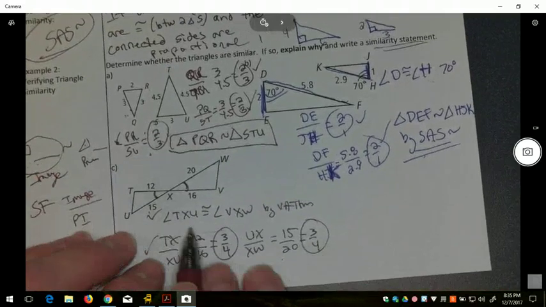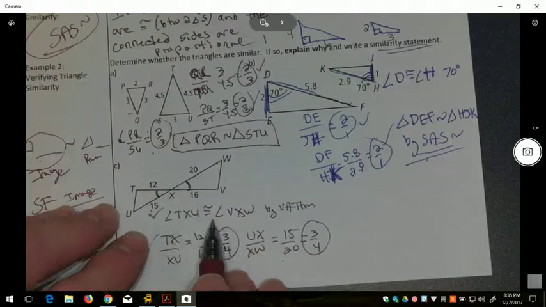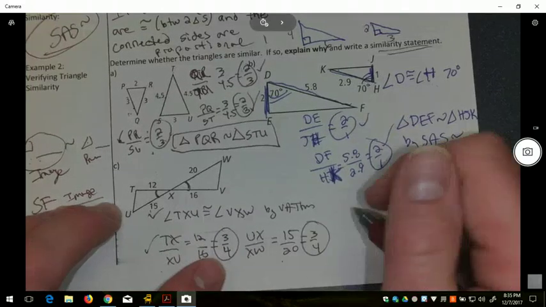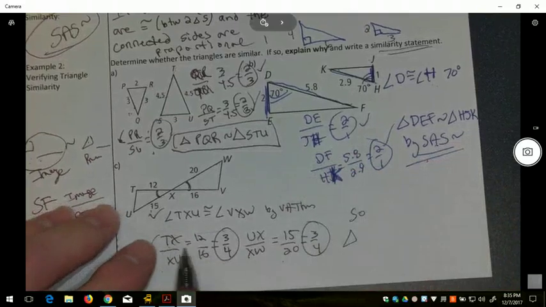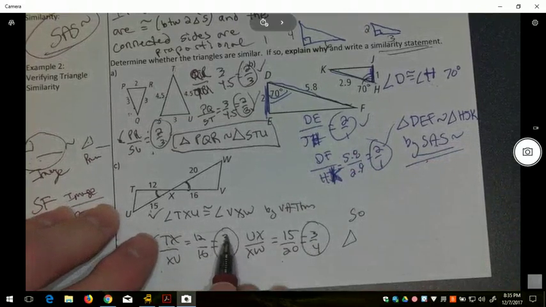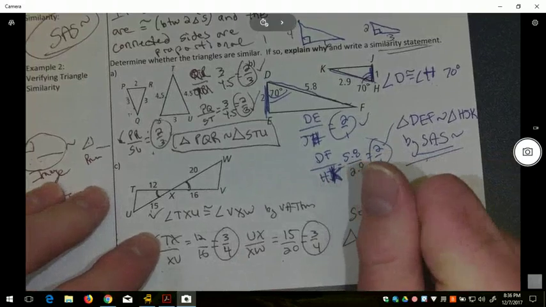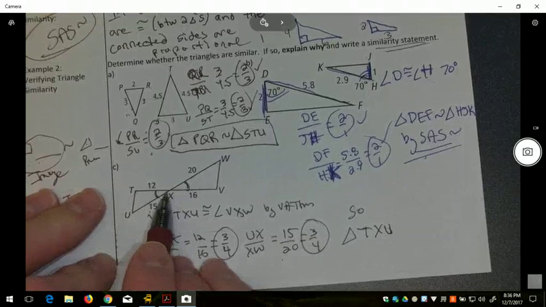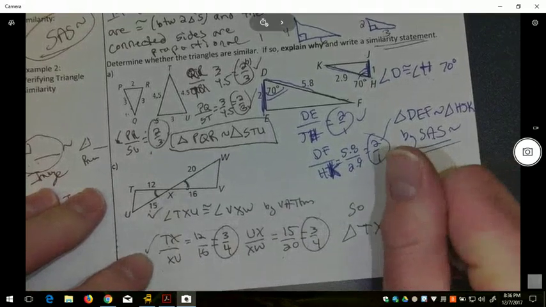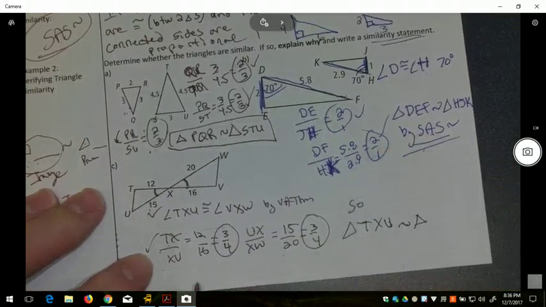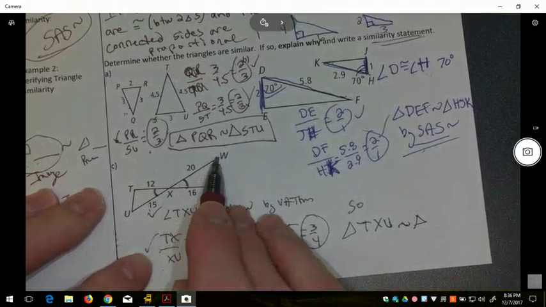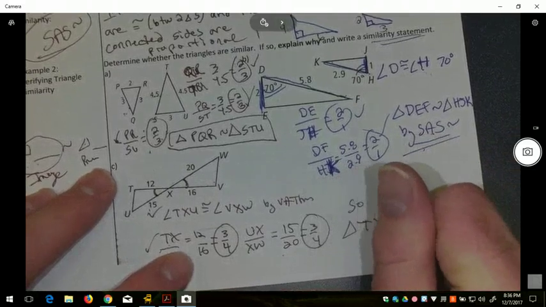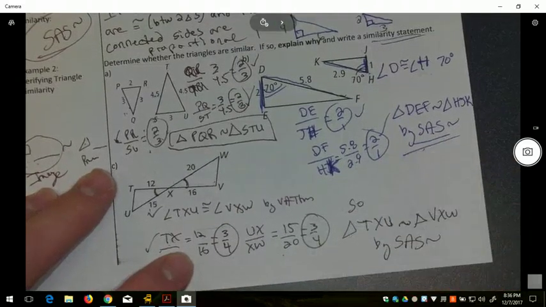So I've now shown that the two sides connected to the congruent corresponding angles between these two triangles are in fact proportional. So notice I put TX in the numerator, so that has to be my image, my first shape. Triangle TXU, notice I did fat angle to vertical angle to skinny angle, is similar to, I'm going to have to do the same thing, fat angle to vertical angle to skinny angle, VXW, by side, angle, side similarity.